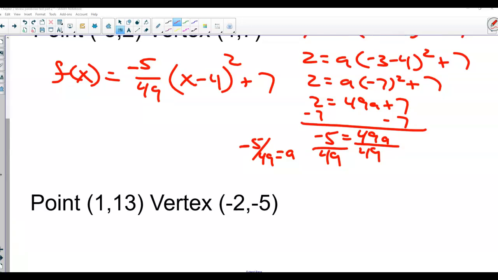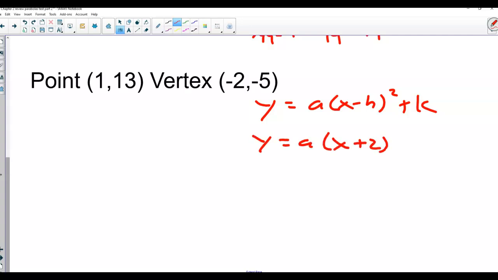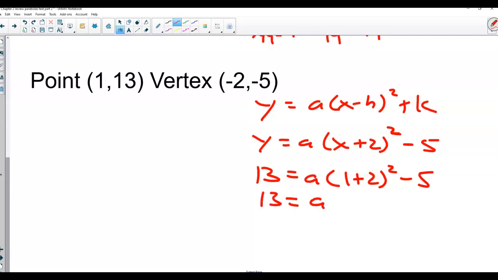Second one, same deal. And I'm always going to start out with y equals a x minus h squared plus k. Then I'm going to put my vertex in. X minus a -2 is plus 2. Minus 5. Then I'm going to put my point in. 13 equals a. 1 plus 2 squared minus 5. 1 plus 2 is 3. I said plus 5 by accident. Minus 5. 13 equals 9a minus 5.